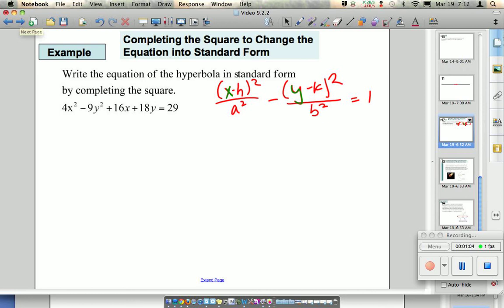So let's take a look at this. A couple things we notice. We notice the subtraction on the y squared. So that's beginning to make me think that the x's are going to come first. So I'm going to rearrange the x's first and put the y squared second.